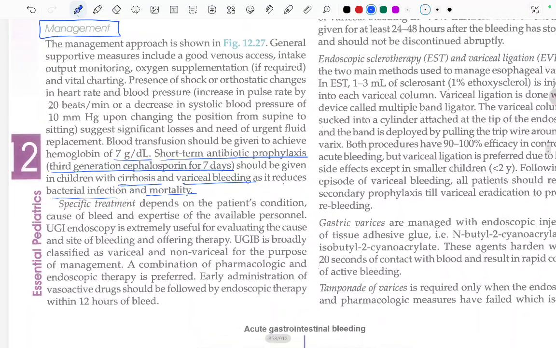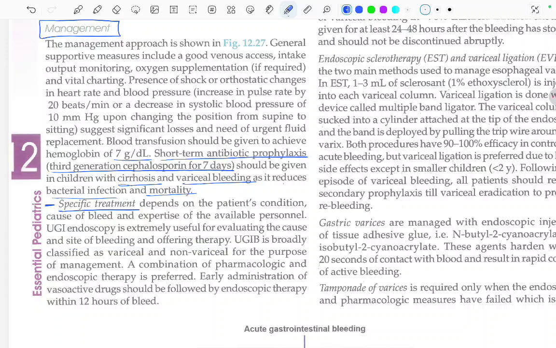Okay, now coming to the specific treatment. Depends on the patient's condition, cause of the bleed, and expertise of the available personnel. Upper GI endoscopy is extremely useful for evaluating the cause and the site of bleeding and offering therapy. Fine, this upper GI endoscopy is useful in whom? For evaluating the cause and the site of the bleeding and even sometimes offering therapy.